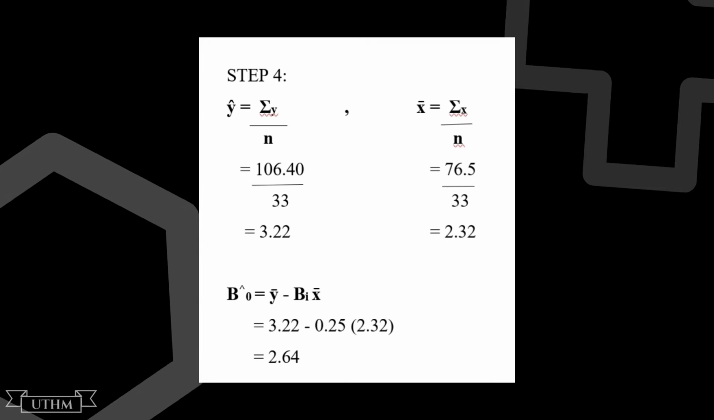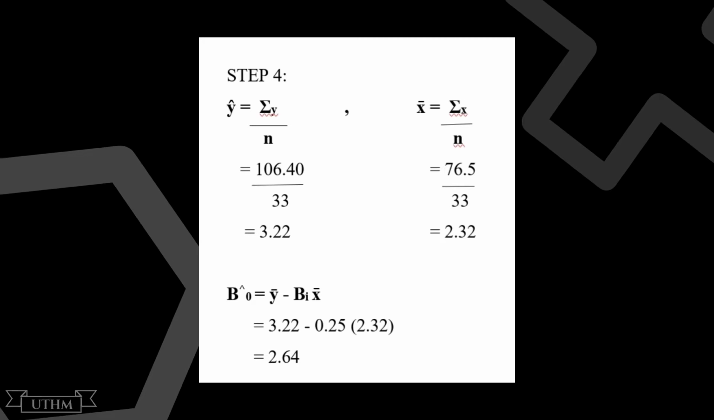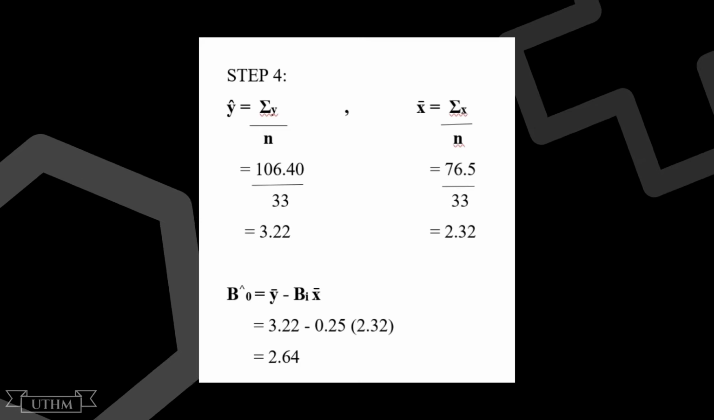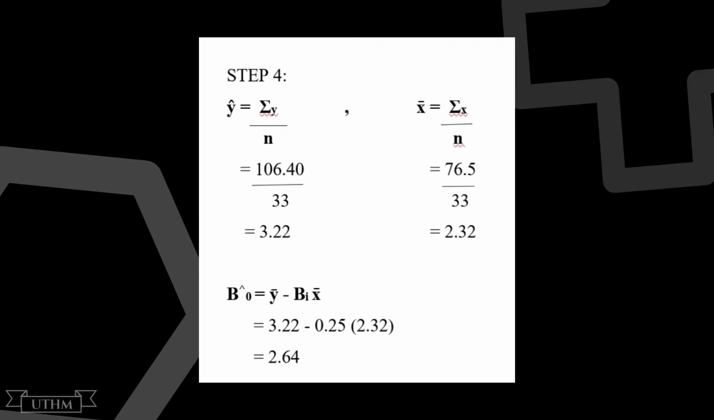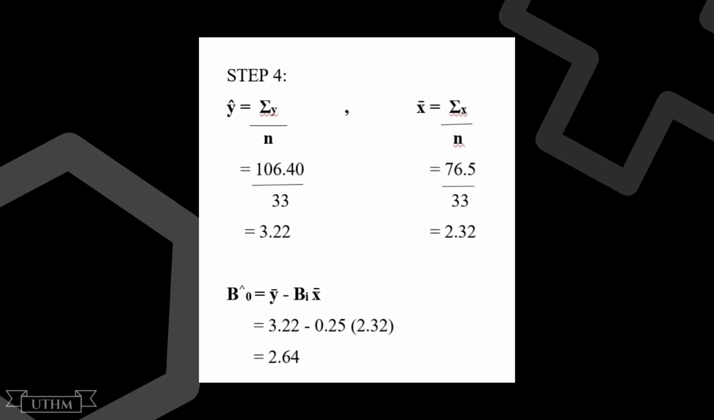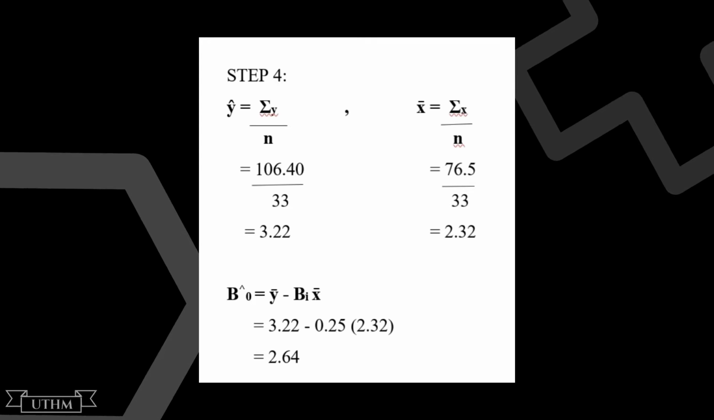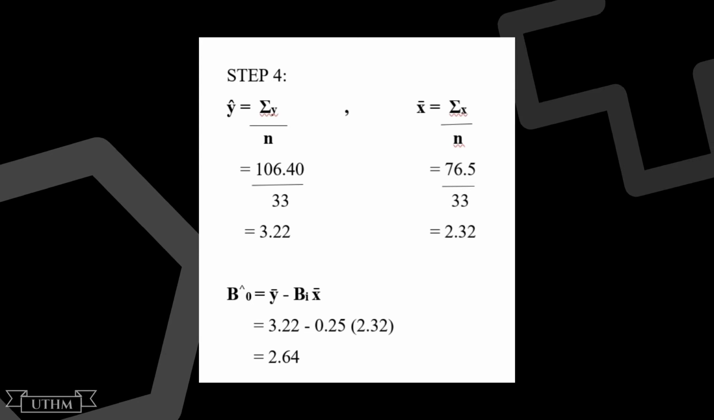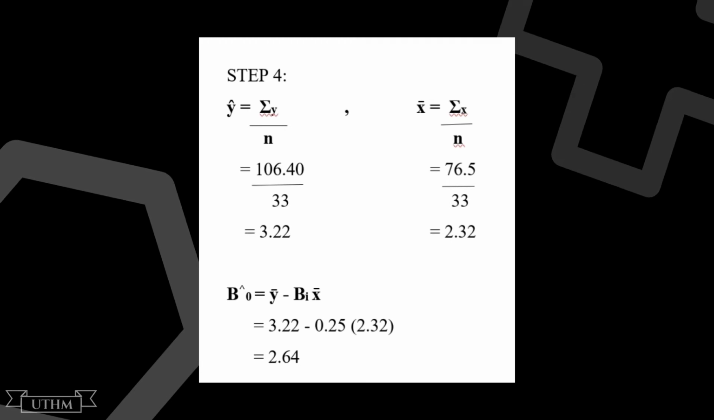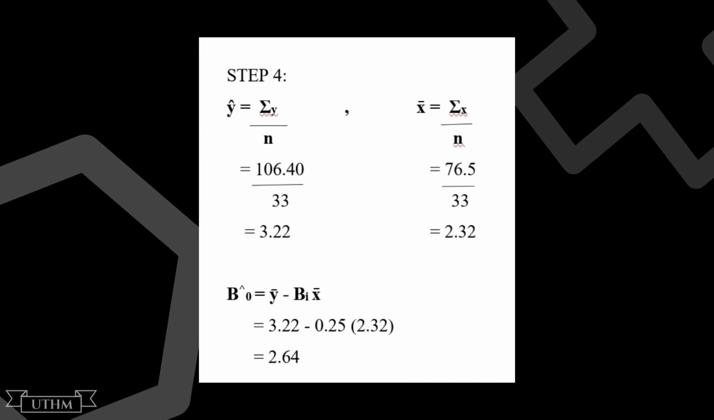The fourth step, we need to find the value of y bar, x bar, and beta 0. For y bar, the formula is the sum of y per n. So, y bar is equal to 106.40 per 33. The value of y bar is 3.22. For x bar, the formula is the sum of x per n. So, x bar is equal to 76.5 per 33. The value of x bar is 2.32.